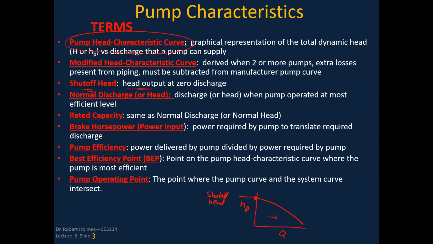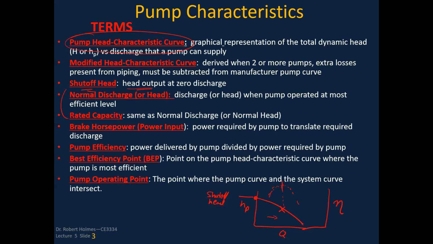Then the normal discharge head is the discharge when the pump is operated at the most efficient level. So if you have some sort of efficiency curve here, this will be maximum efficiency. You maybe have efficiency plotted on this axis, and so this is the curve for that. The maximum efficiency point would be right there. So that'd be that sweet spot. That's going to be the normal discharge head, and that's also known as the rated capacity. So these two terms are synonymous.